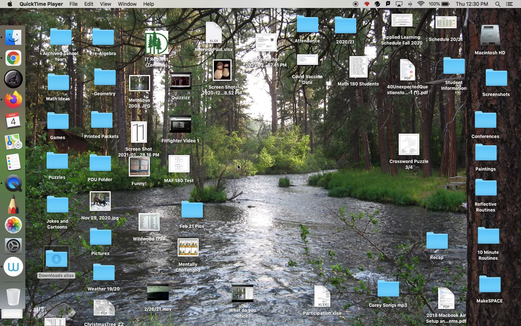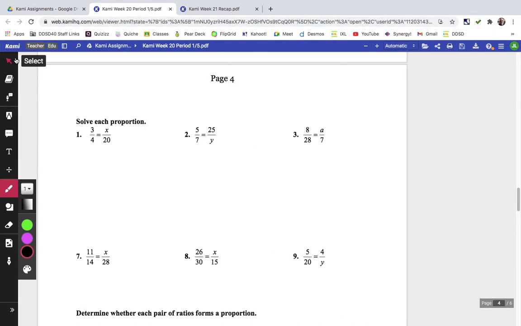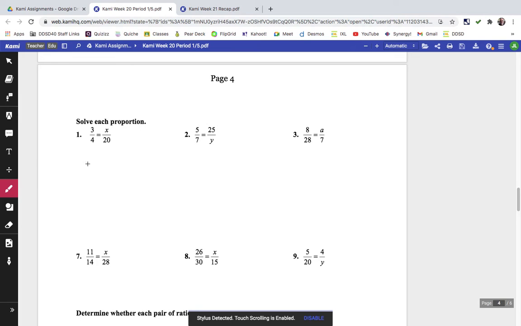This is a recap for Thursday, March 4th. We're going to start with pages 4, 5, and 6 of last week's Cami. So this is week 20. It's going to go pretty fast, so if anytime you want to, you can just pause to slow it down a little bit.